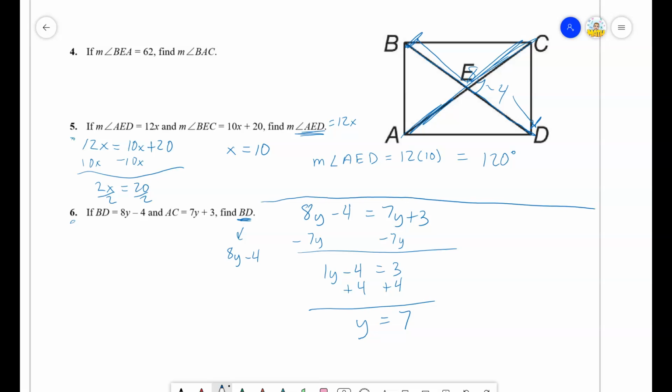So if y is equal to 7, remember they want BD. So BD is 8y minus 4. Could really plug into either one since BD and AC are equal. We should get the same answer. So this is going to be 8 times 7 minus 4. So 8 times 7 is 50. So we have 56 minus 4 would be 52.